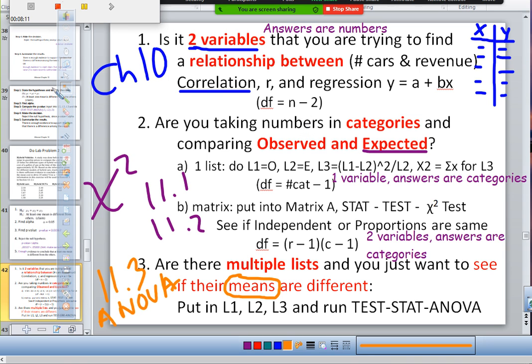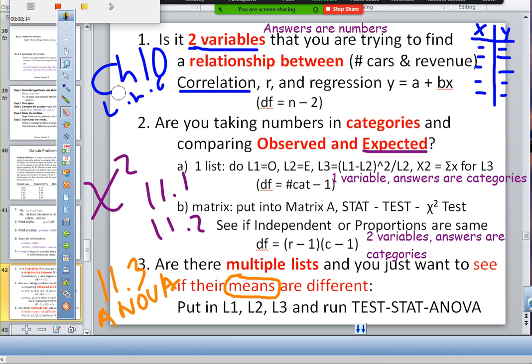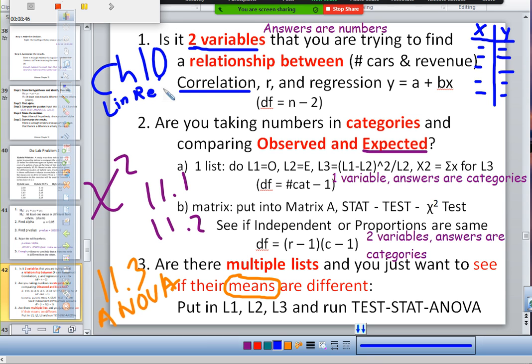All right, so some of the cues for these ones, again, this is linear regression. Chapter 10 is linear regression. This is linear regression, then regress, lin-reg. You might also see the words correlation. You might see the word line, stuff like that. And then this one you're going to have observed and expected. And again, they're going to be categories. And then ANOVAs, I think, is a little bit easier to spot.